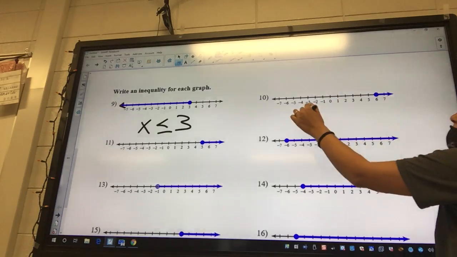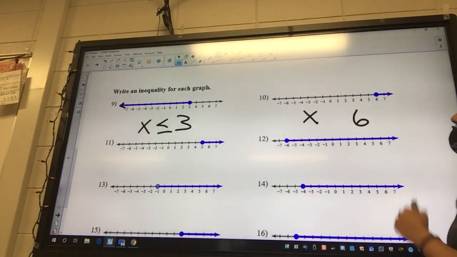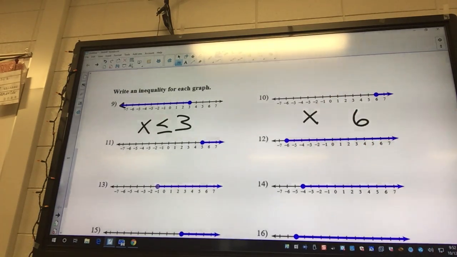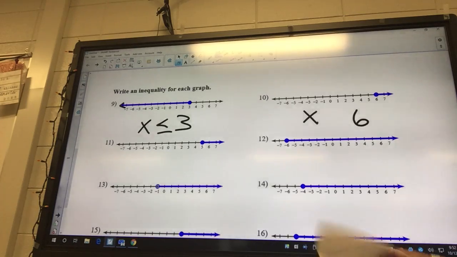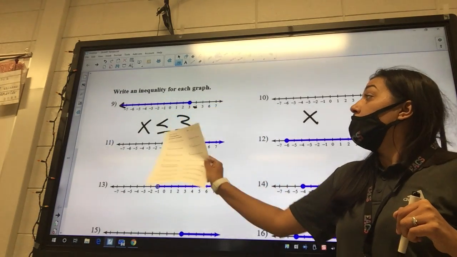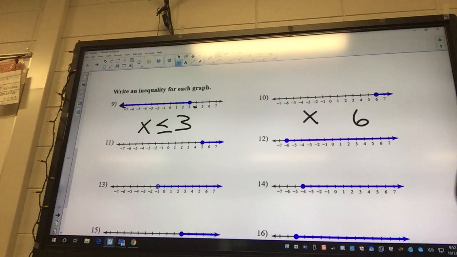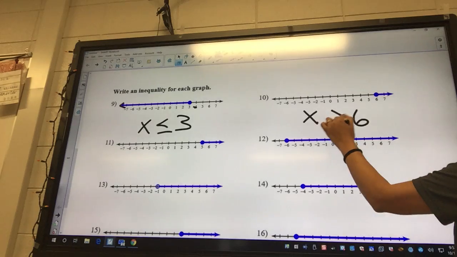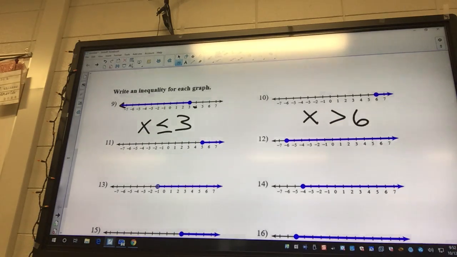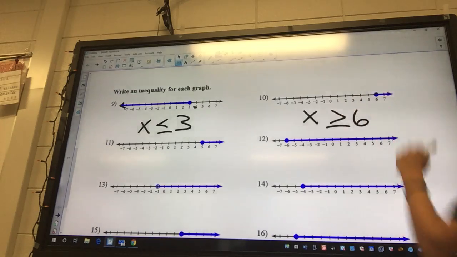For 10, we can write x, 6. Which way should my arrow be pointed? We need to put a line under it if it's closed. If it's open, you don't need to. Which way is my arrow pointed? To the right. Does it need a line under it? Yes, because it's closed.